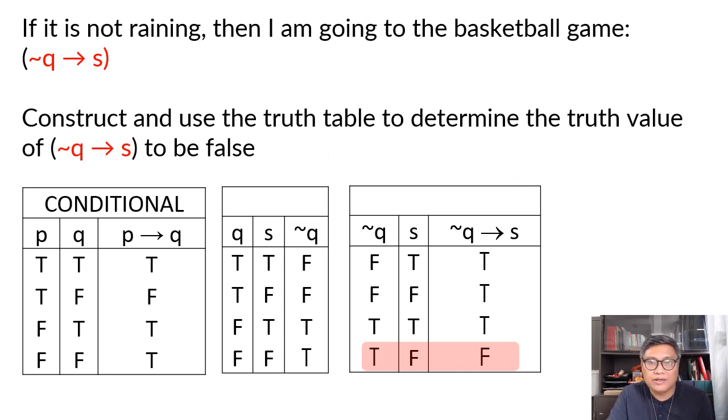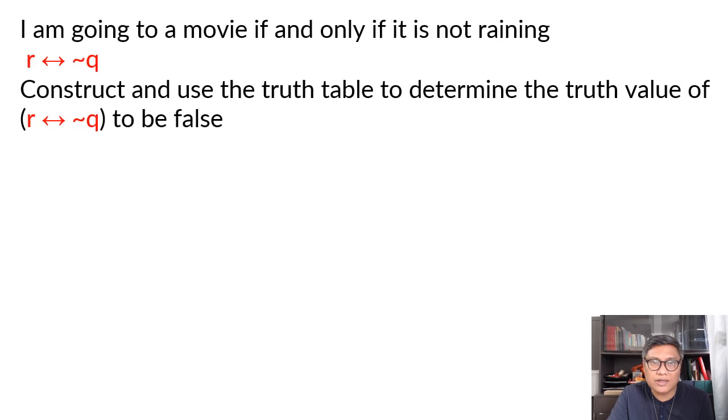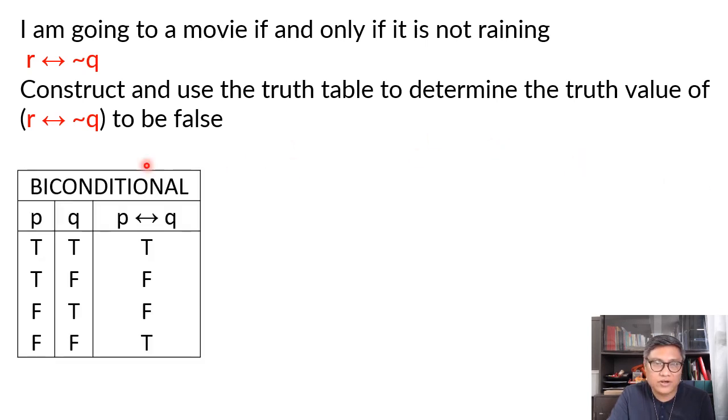Okay, now for the biconditional: I am going to a movie if and only if it is not raining. How are we going to find out whether this one is a false statement? Because we are asked to construct a truth table, then determine that it is a false statement. So we need the table for a biconditional as our basis.